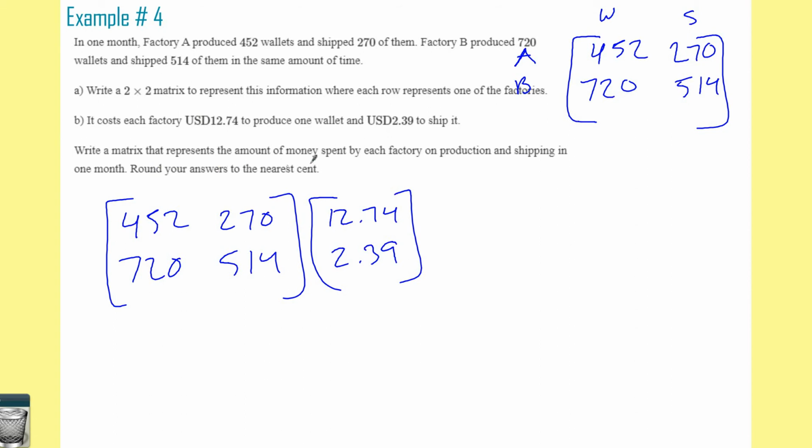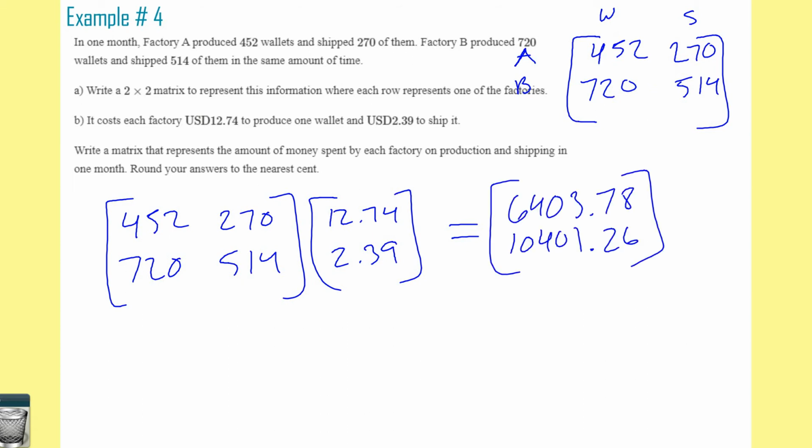So write a matrix that represents the amount of money spent by each factory on production. So this is how we can find our answer. The wallets times how much they cost. So again, it helps to know how I wrote it. Sorry, so let me put the answer in. And that's the answers you should get when you multiply and then add.